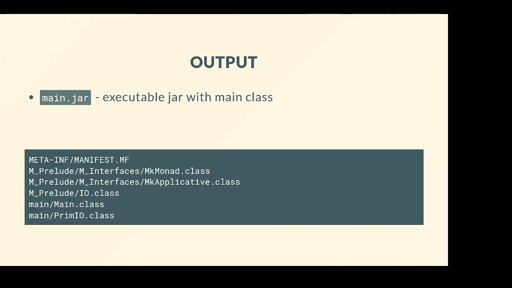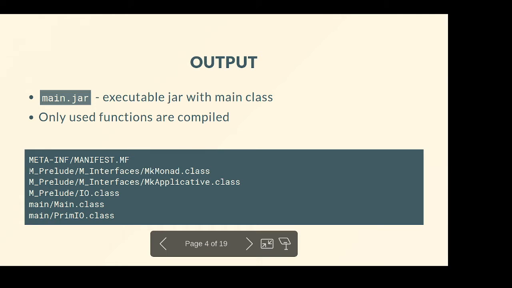So let me show quickly what it contains. The output option that you provide, if you pass main, is going to generate main.jar, and the jar will contain basically the class files. The thing is, it's going to compile only the used functions. So if you are compiling a very small module, it's not going to compile all the Idris library code. It's going to compile only the functions that are used from the main function. As you see here, this particular small example only makes use of, for example, MkMonad and MkApplicative constructors, and then a few other modules: IO, Main, and PrimIO. So it generates class files only for those modules.